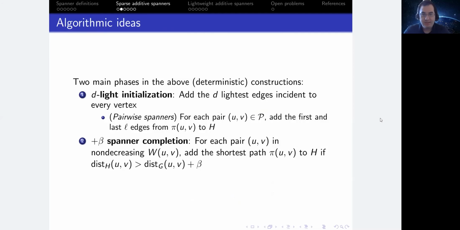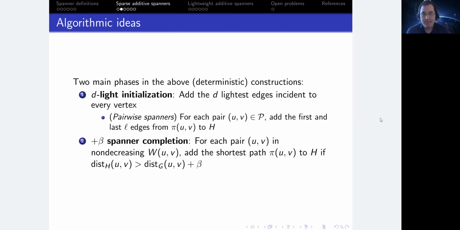So the main algorithmic ideas behind these spanner algorithms in weighted graphs all rely on an initialization, and then most of them rely on a spanner completion technique. So the first phase is what we call D-light initialization. In this phase, we simply add a certain number of edges incident to every vertex. So we add the D lightest edges incident to each vertex, where D is some parameter to be chosen.